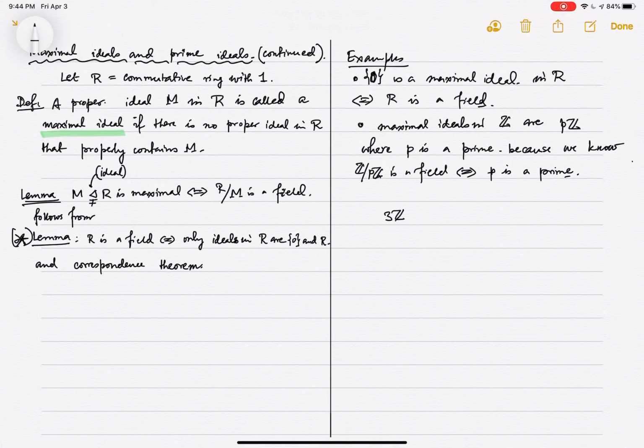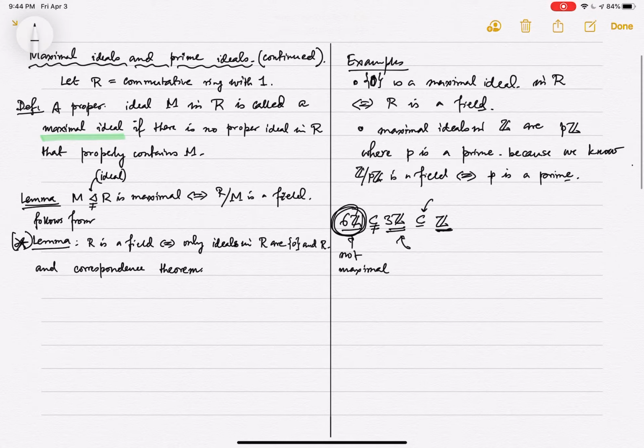So 3Z is a maximal ideal, whereas 6Z is not maximal. Well, you can see that directly. This is multiples of 6. It is properly contained in the set of multiples of 3, and that's another proper ideal. So here is an ideal which is strictly bigger than that ideal, so that one is not maximal. But I claim that there is nothing strictly in between 3Z and Z, because Z mod 3Z is already a field. Okay.